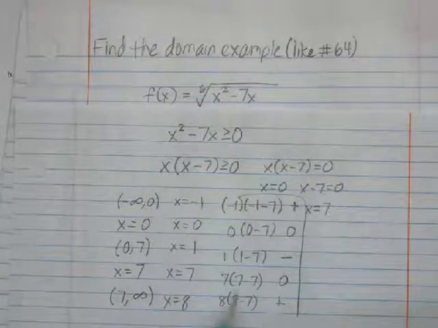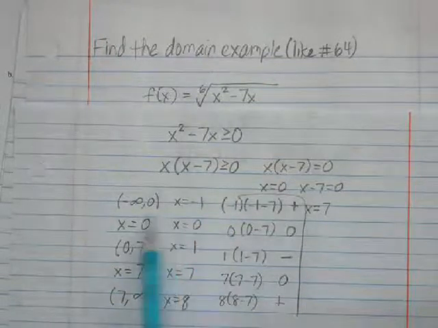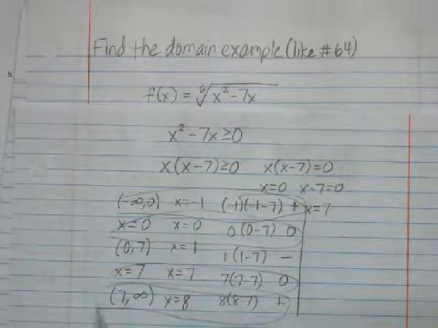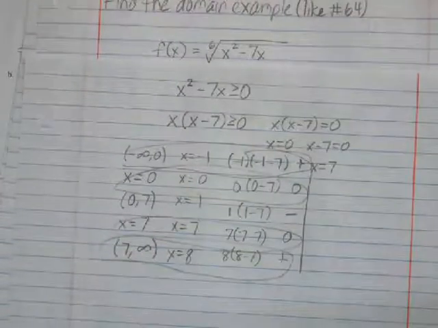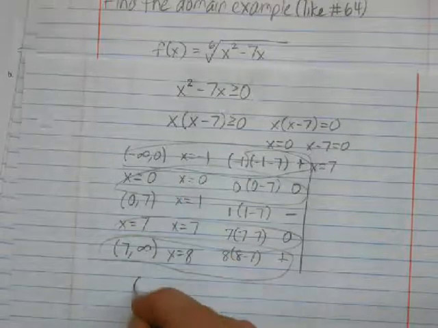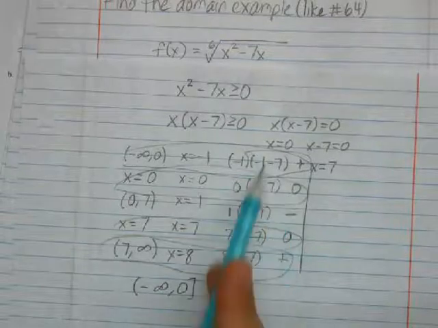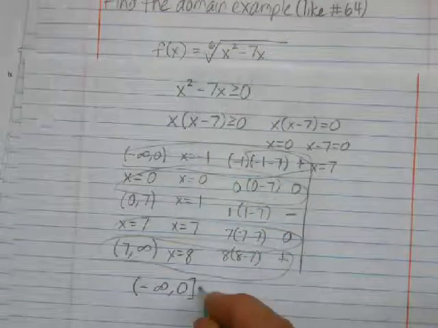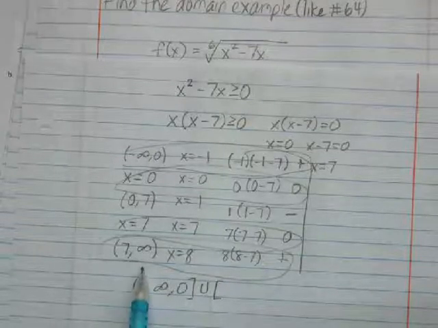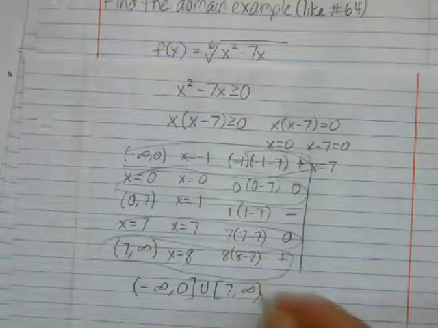So what intervals is it greater than or equal to 0? Well, I see that it's everywhere except for the middle interval. So then I write my answer as from negative infinity to 0, including 0, because notice it's greater than or equal to 0. And then I'm going to combine that with the interval from 7 to infinity. And that's the domain.